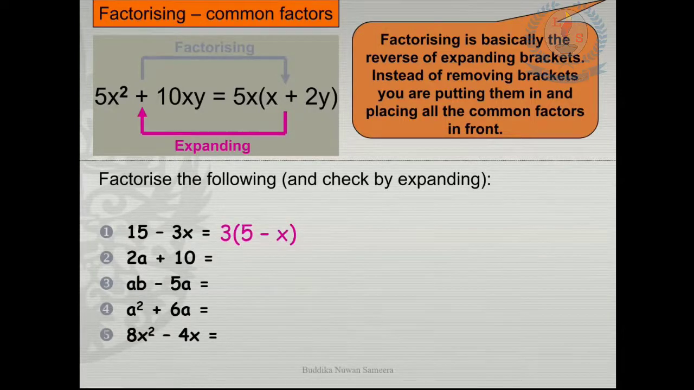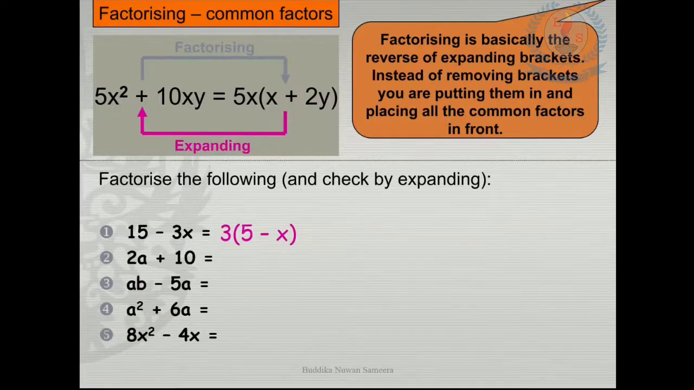First one, 15 minus 3x. 3 is a common factor for 15 and minus 3x, so we can take 3 out. Then by expanding, you can check your answer. 5 times 3 is 15, and 3 times minus x is minus 3x. So the same expression is coming, 15 minus 3x.